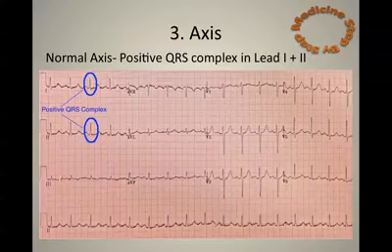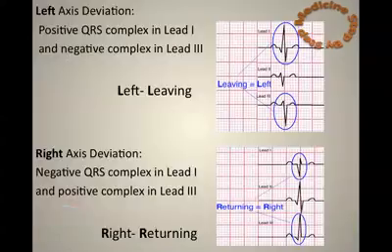There can be different causes of axis deviation, for example a pulmonary embolism for right axis deviation or Wolff-Parkinson-White syndrome for both left and right axis deviation. In left axis deviation, there will be positive QRS complexes in lead 1 and negative QRS complexes in lead 3. For right axis deviation, there are negative QRS complexes in lead 1 and positive QRS complexes in lead 3.